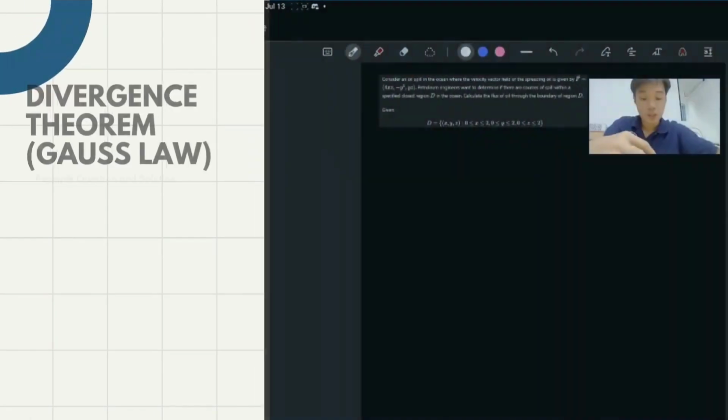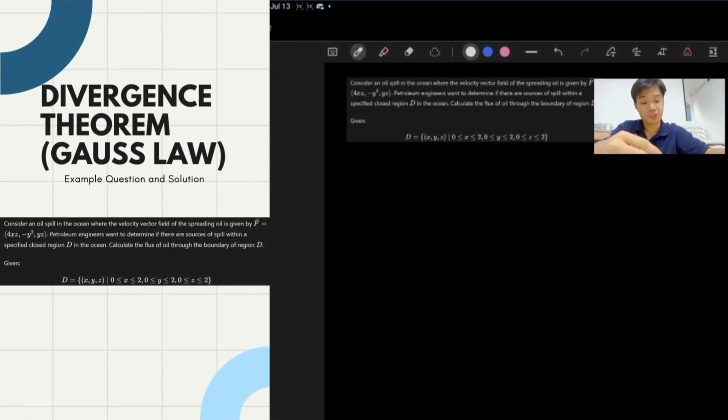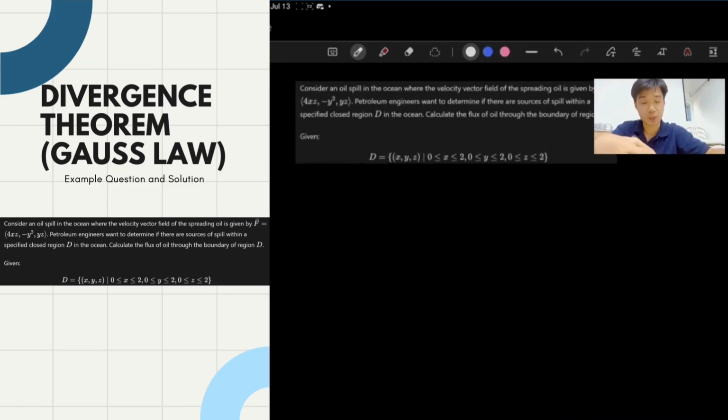Consider an oil spill in the ocean where the velocity vector field of the spreading oil is given by F equals 4xz, negative y squared, and yz.